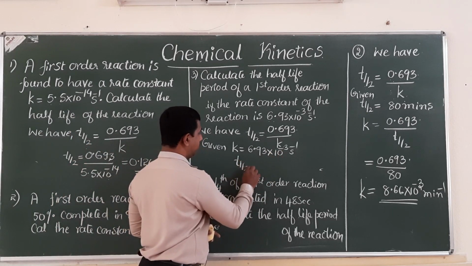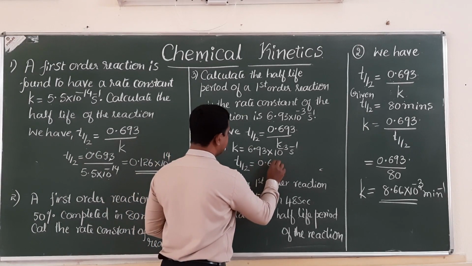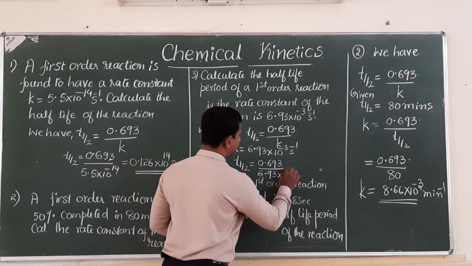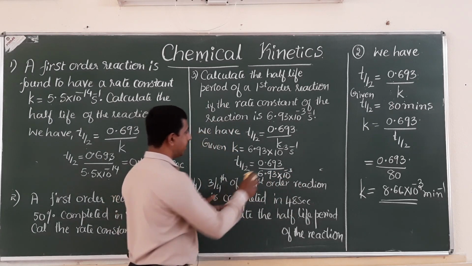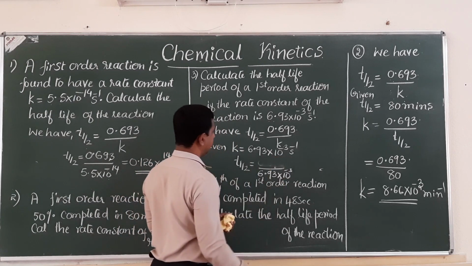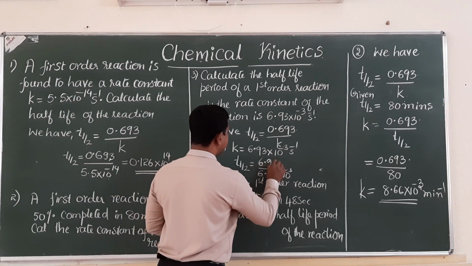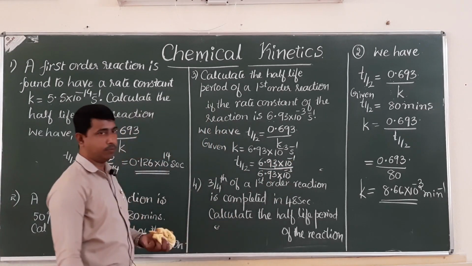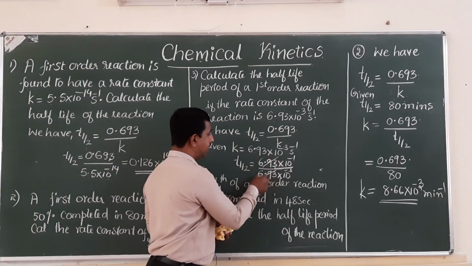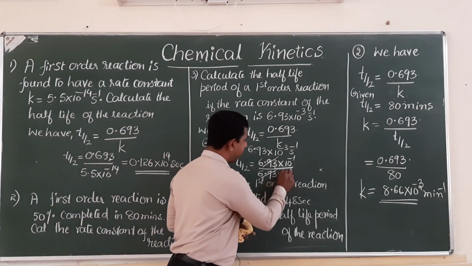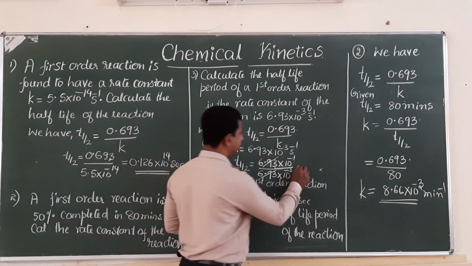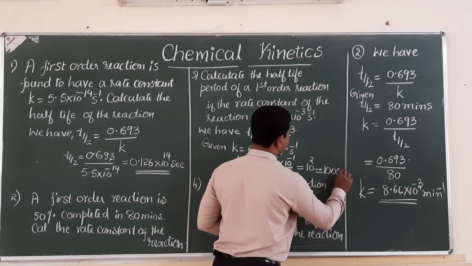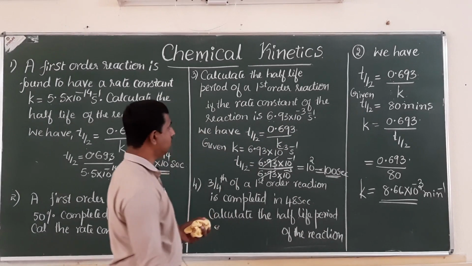So T half is equal to 0.693 by 6.93 into 10 to the power minus 3. 0.693 can be written as 6.93 into 10 to the power minus 1. 6.93 cancels out. 10 to the power minus 1 divided by 10 to the power minus 3 is equal to 10 to the power 2, or 100 seconds.